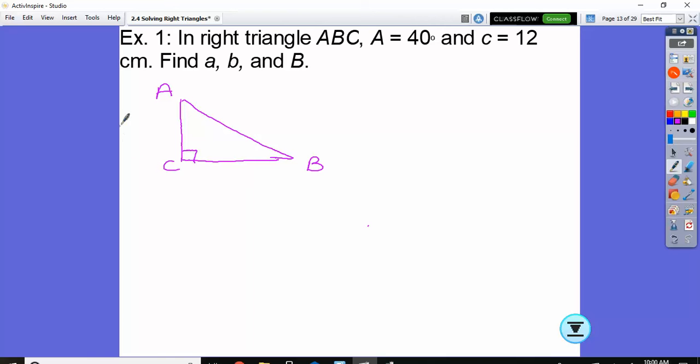Angle A is 40 degrees. Side C equals 12, where would side C be located? Hypotenuse. Where is side A? Between C and B. And side B?